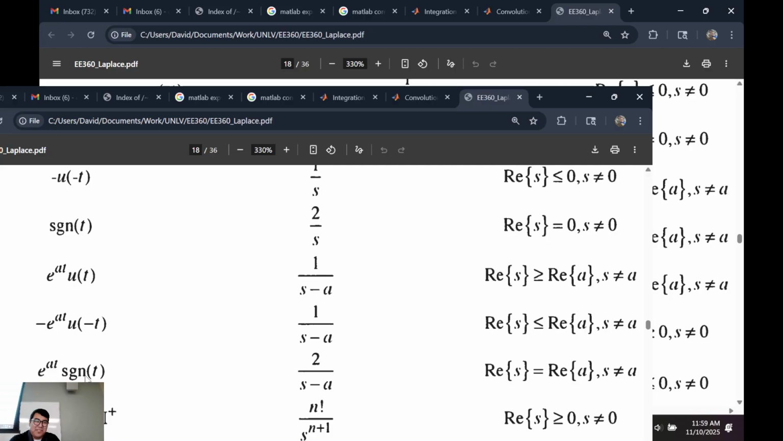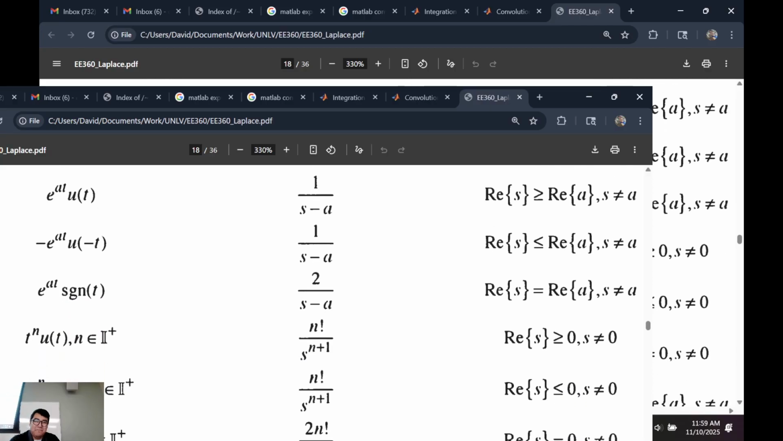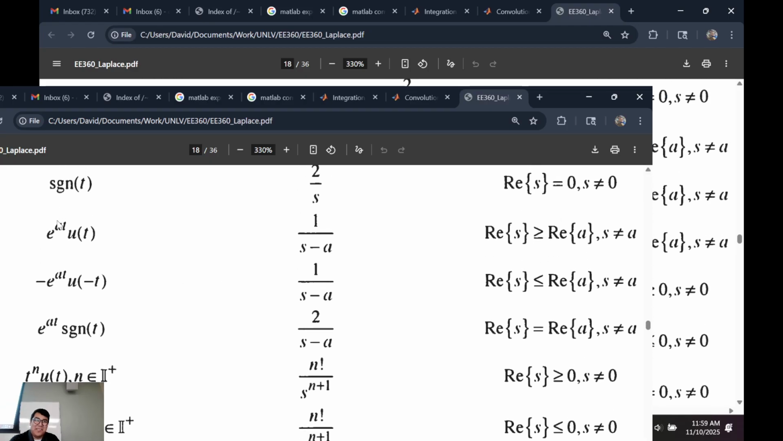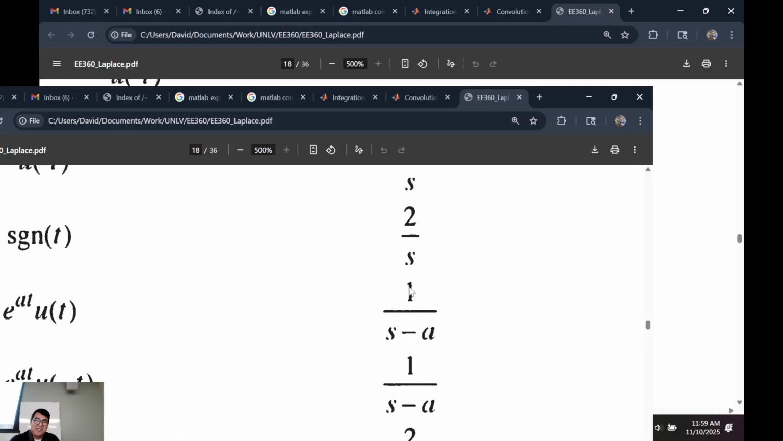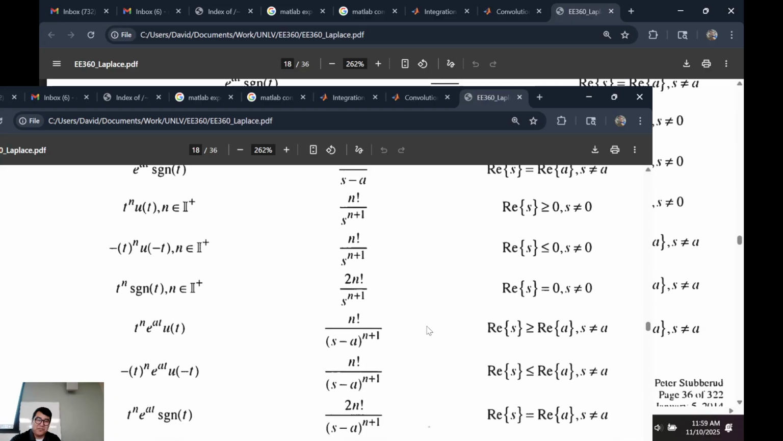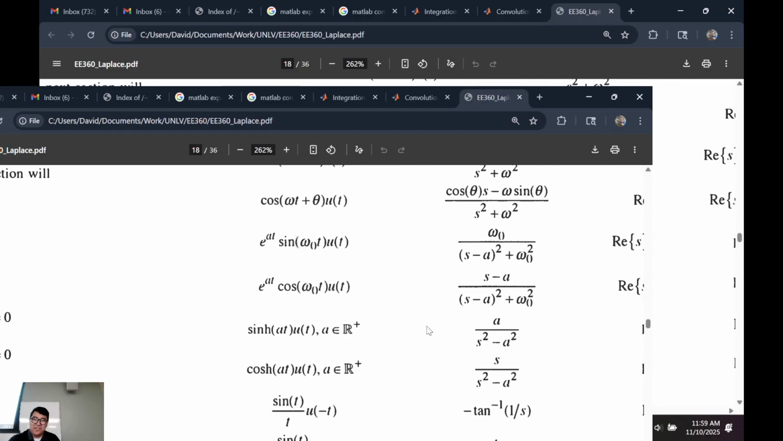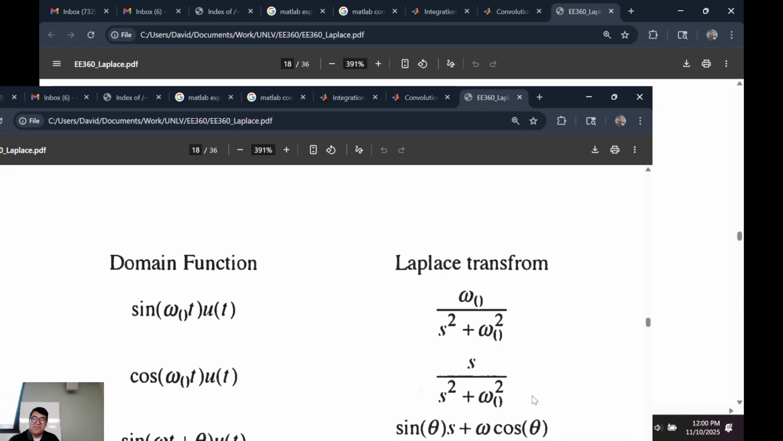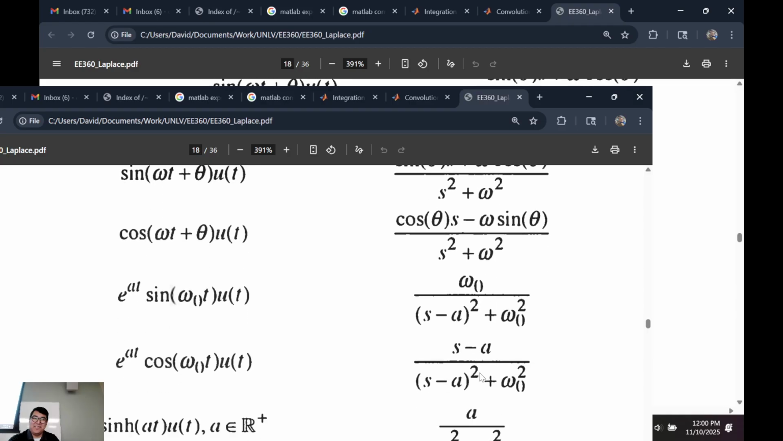Don't worry about this one. This is just a weird unit step function. These are the properties you need to memorize. Well, actually, just these two, if I were to tell you this. Let me see, what else do I want to show you? These are all just properties, and then, yeah, these two, definitely memorize them. These are very nice to memorize.